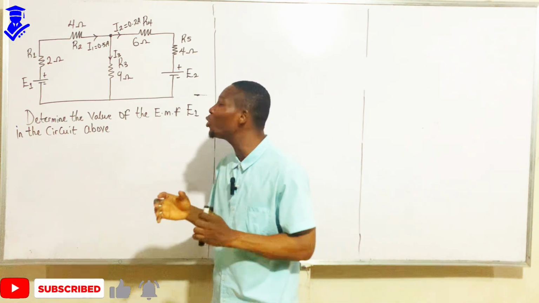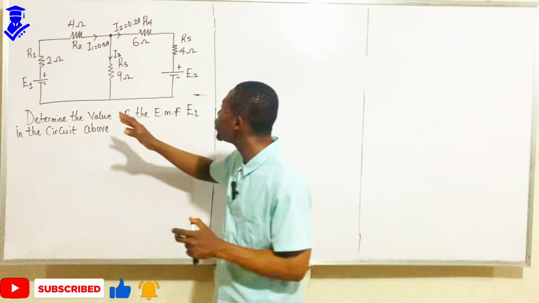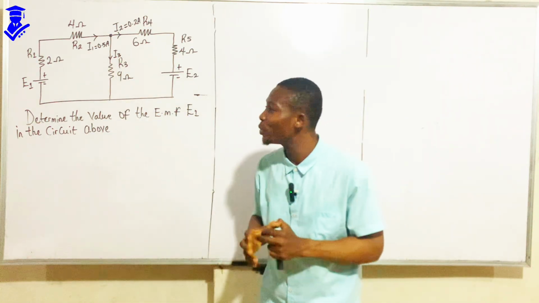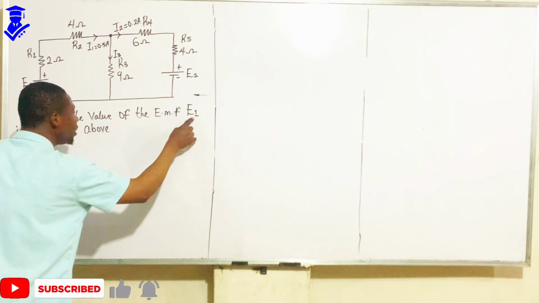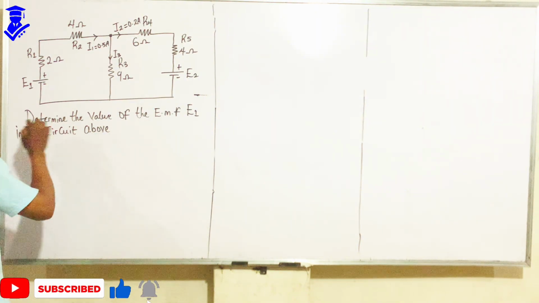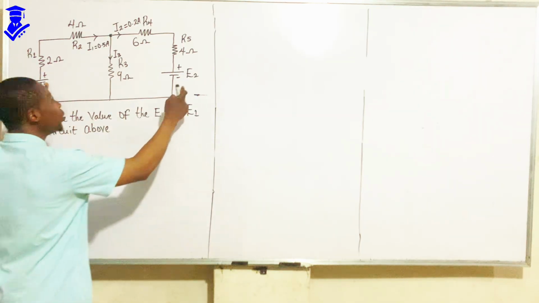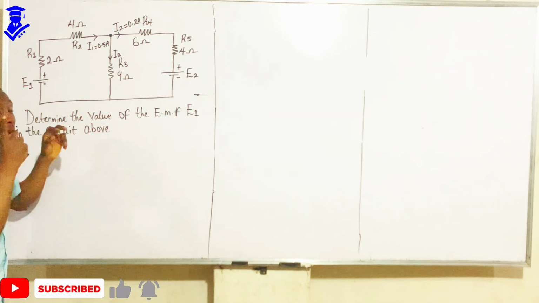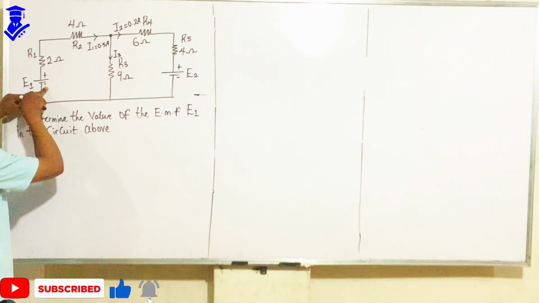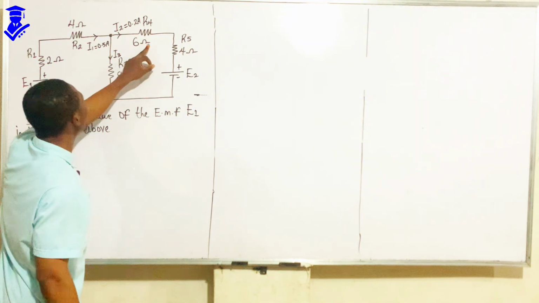Today we're going to use Kirchhoff's current and voltage laws to solve this question. We're asked to determine the value of the EMF E1 in the circuit above. If you look at this circuit very well, we have E1 and E2, the two voltage sources here, and we're asked to find the value of E1. We have R1, R2, R3, and R4.